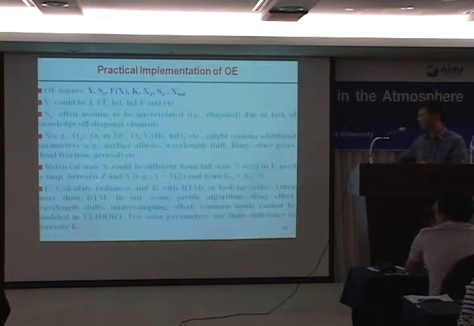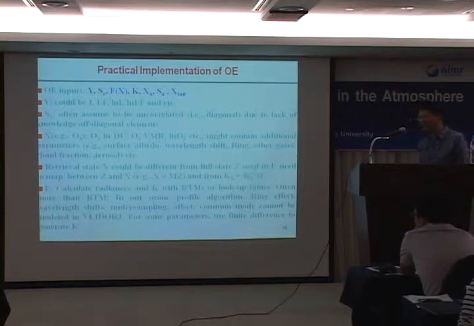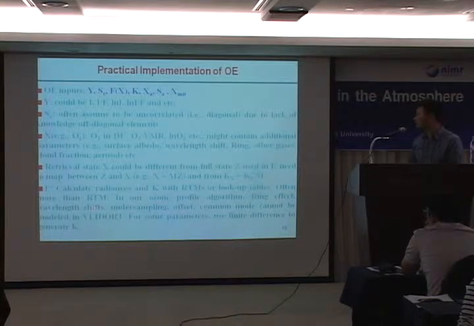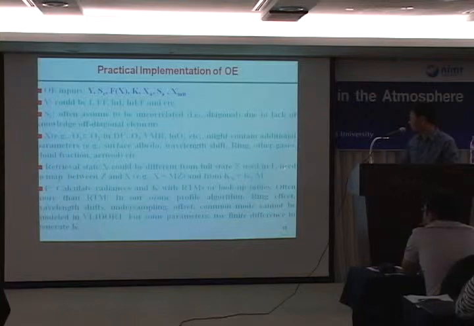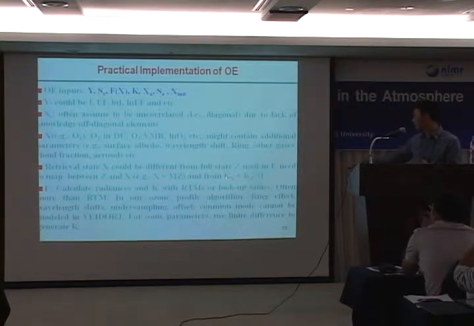Often the retrieval state could be different from the actual full state used in the forward model, like an ozone profile. If you want to do a very accurate calculation, you might want to use 100 layers, but computation is expensive, and you don't have that much information. So you might just retrieve the state at 24 layers or 10 layers. And so then you have to map between the full state and the retrieved state using some matrix. You have to map between the actual K matrix and the K matrix used in the retrieval.